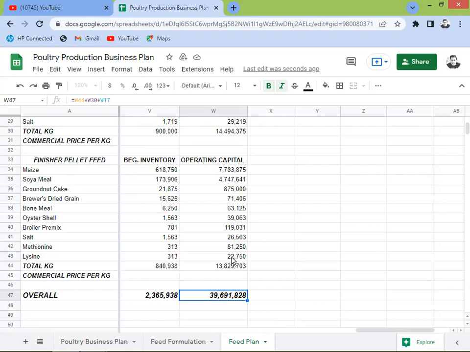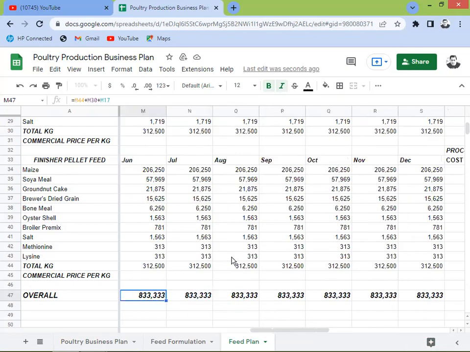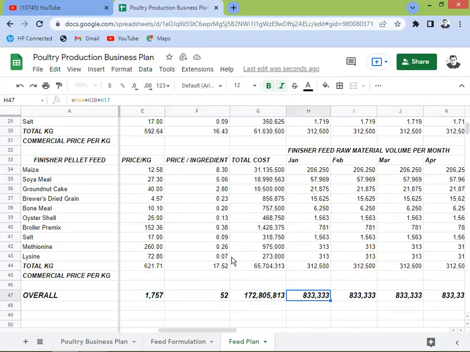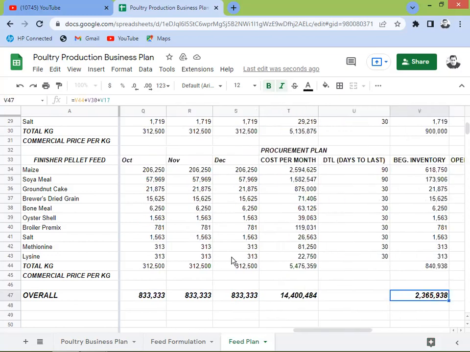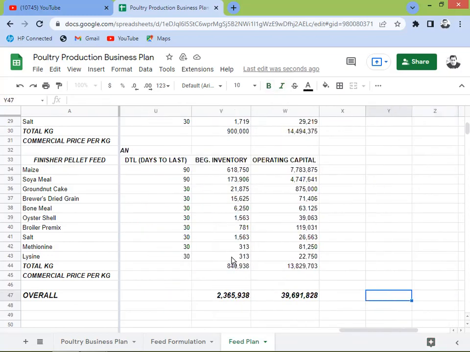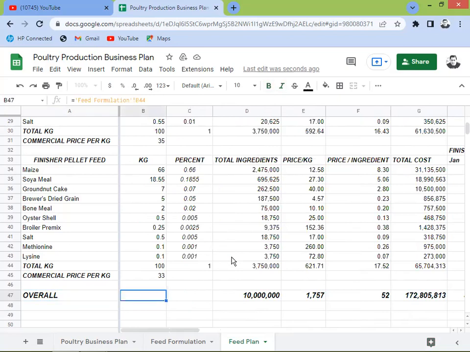Okay, so you just multiply that by 4 quarters, then you get a year plan. Anyway, you don't have to do that because you already have that here. Total cost, so 172 million. Okay, this is the per volume per month. Okay, so I think that's about it.